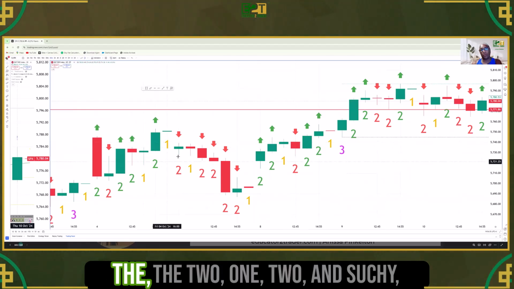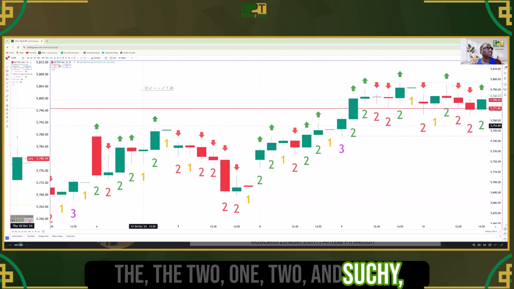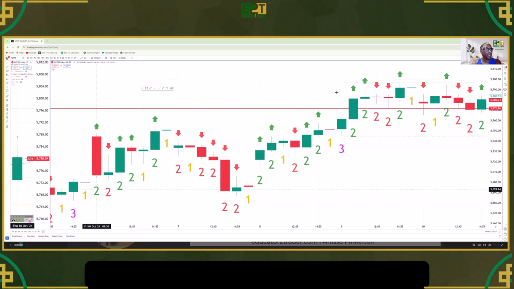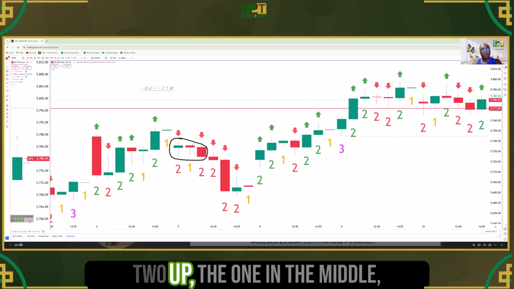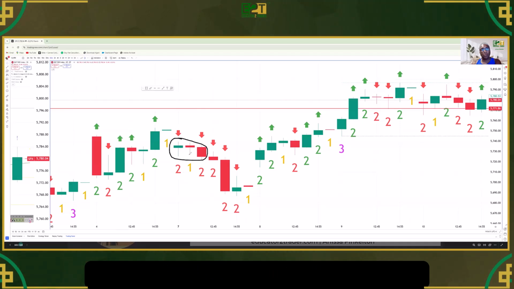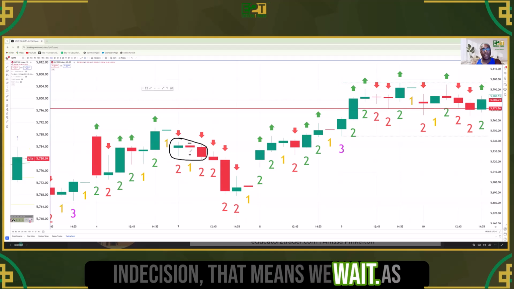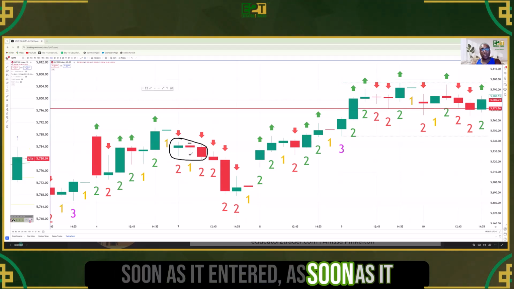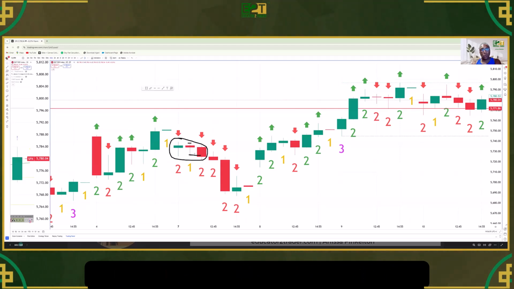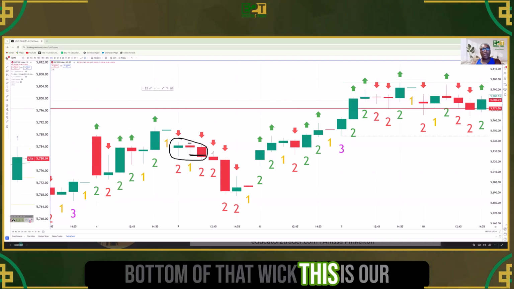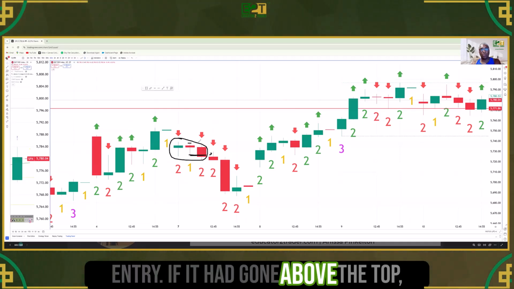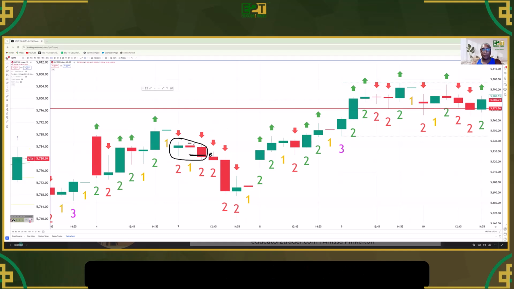How do the 2-1-2s and such work? Let's go look at a 2-1-2. 2 up, the 1 in the middle, indecision. That means we wait. As soon as it crossed below the bottom of that wick, this is our entry. If it had gone above the top, we would have gone that way.